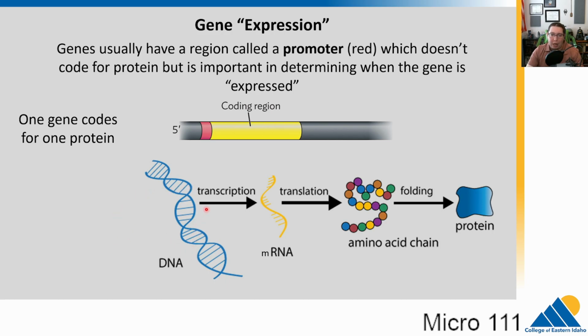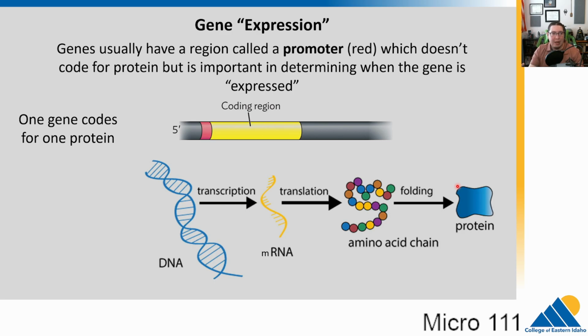We have transcription, which takes the information in the DNA and copies it, but turns it into a different form called RNA, particularly mRNA. Then we have translation, which is turning the mRNA into a chain of amino acids. And then remember, those amino acids need to fold into our protein. So this is the process of gene expression.